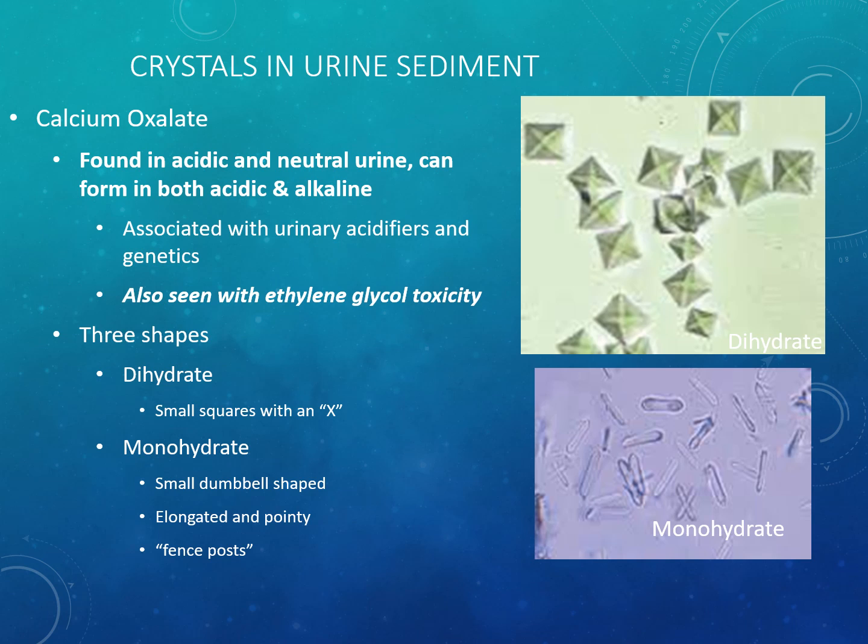The monohydrate can also vary in size and have that spindle, oval, or dumbbell shape. And these can usually occur when there's an excess of calcium oxalate dihydrate crystals, so they may occur alongside the other form.